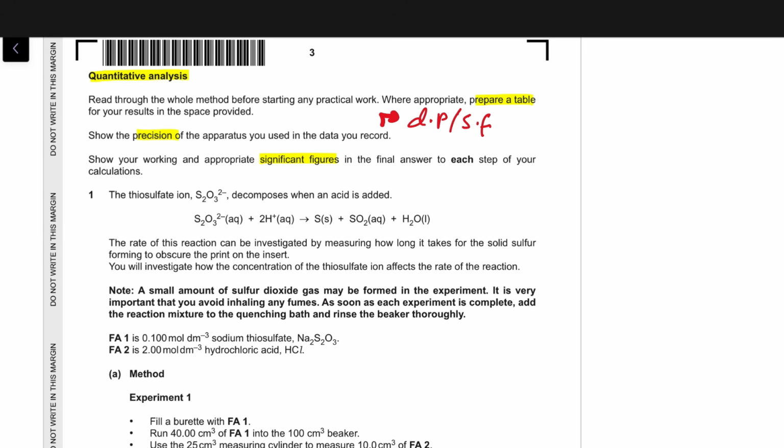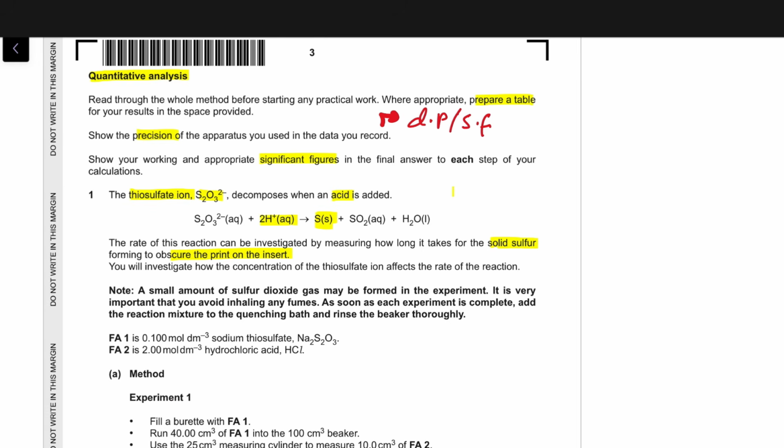So it says here, the thiosulfate ion with the following formula decomposes when an acid is added. They've used hydrogen ions in this equation to denote the acid donating protons, basically. The rate of this reaction can be investigated by measuring how long it takes for the solid sulfur forming to obscure the print on the insert. So sulfur, as you can see, the solid, is a product. By obscure, they mean to block the text.